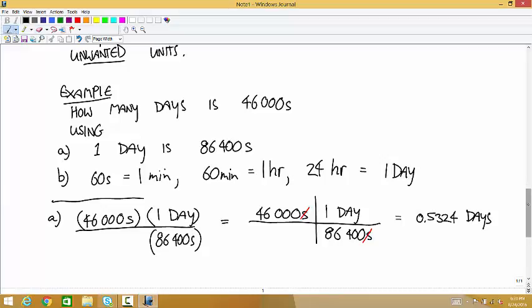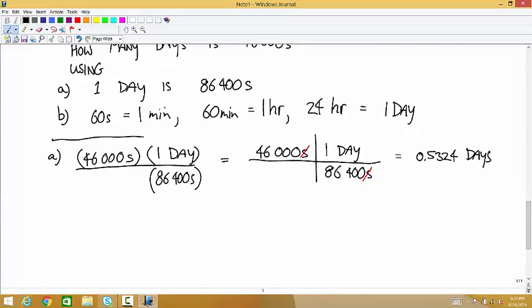Okay, so now let's do it in the sort of roundabout way where we don't know directly the conversion between seconds and days, but we know how to get from seconds to minutes, minutes to hours, hours to days. Okay? And what we're going to do is just step by step multiply our original value by ratios that are equal to 1 to convert first to minutes, then to hours, then to days. Okay?